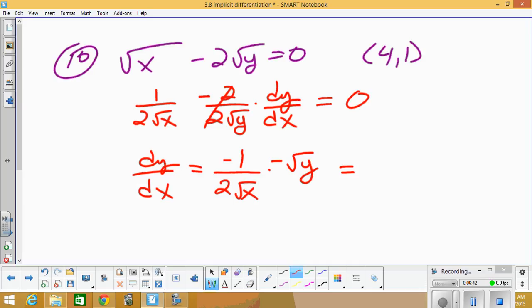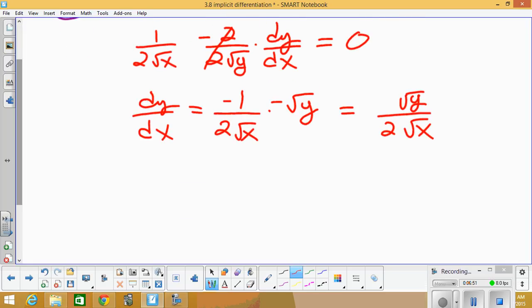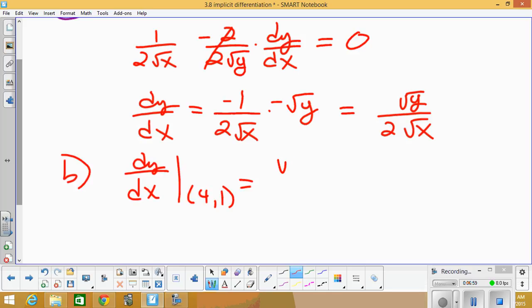And then I simplify it, and I get the square root of y over 2 times the square root of x. Now, if I want to evaluate it at the point (4, 1), I've got the square root of 1 over 2 times the square root of 4, or 1/4.